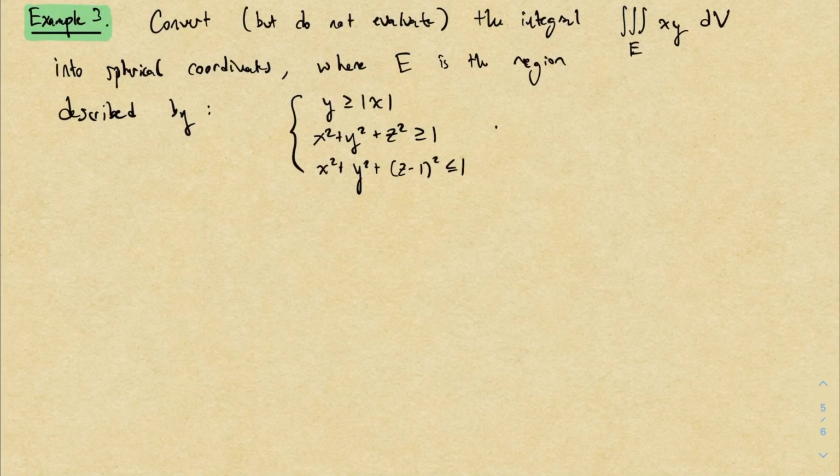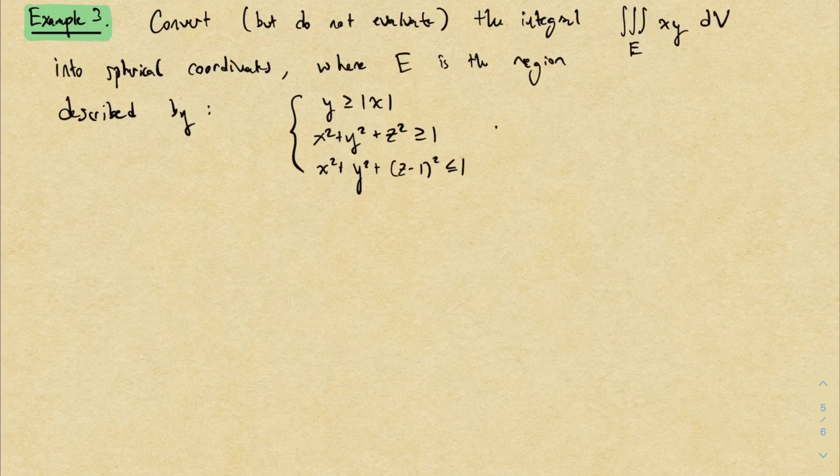In this next example, I have another triple integral that I want to convert into spherical coordinates. The integrand this time is x times y. The region we're integrating over I'm calling E, as I always do. And that region is cut out by the following inequalities.